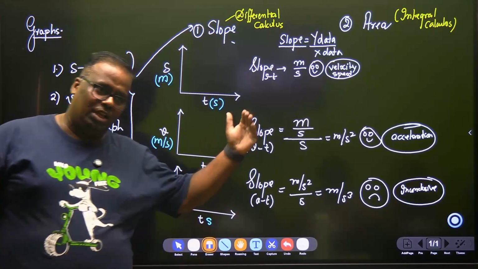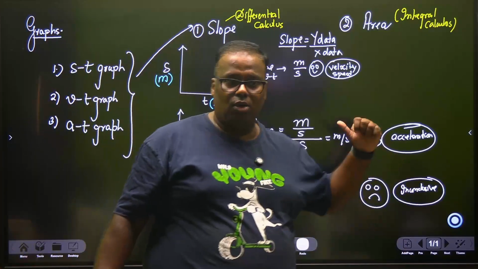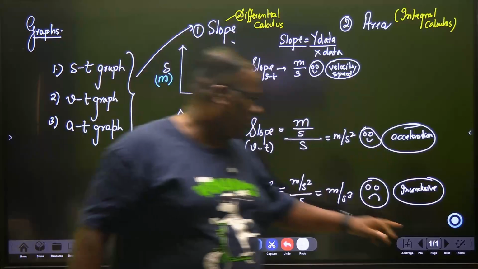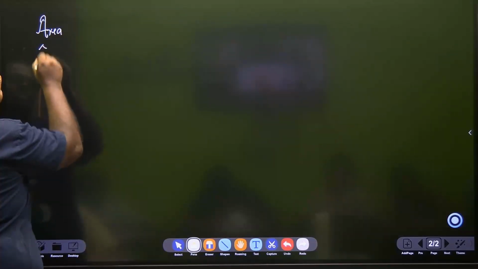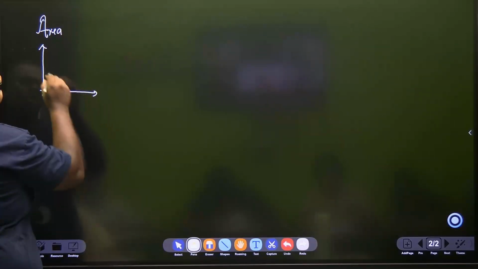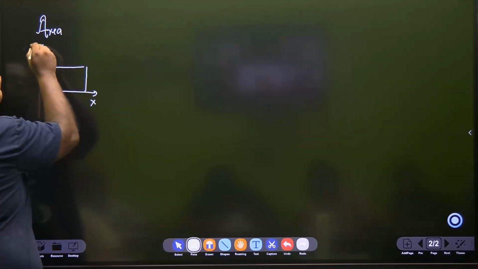Shall we now talk about area? Anyone any doubt on this? Right, very good. Our next one is area under curves. Shall I swap and go to area? Okay, let's go to area. Right, now just have a look. Suppose I have a rectangle out here. This is my x-axis, this is my y-axis.